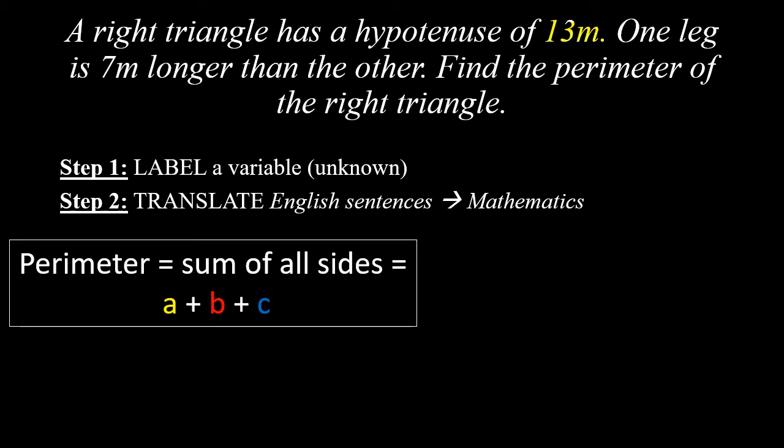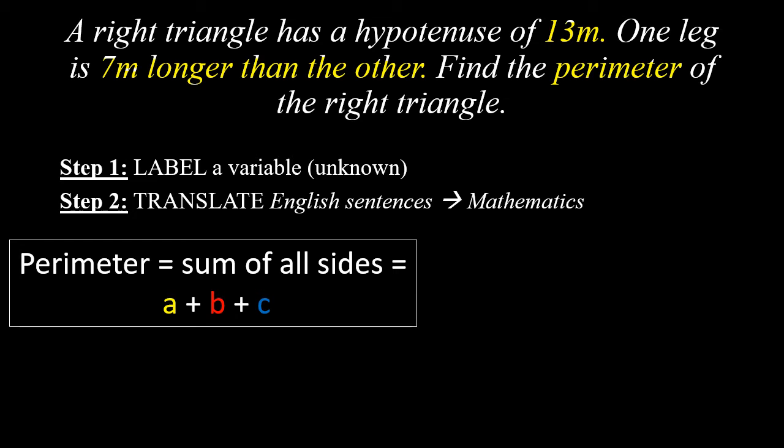One leg is 7 meters longer than the other. So I'm going to highlight that. I think that's pretty important. Find the perimeter. That word pops right out at me, of the right triangle. All right. Now read it a third time, and the third time really zoom in on what the question is asking you. So let's read it a third time.